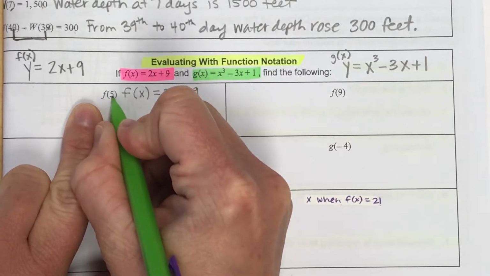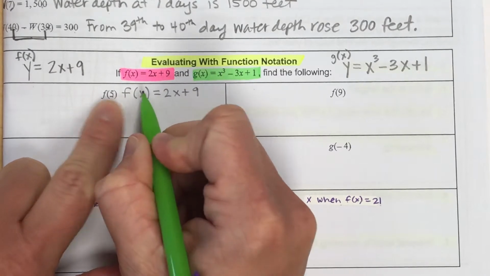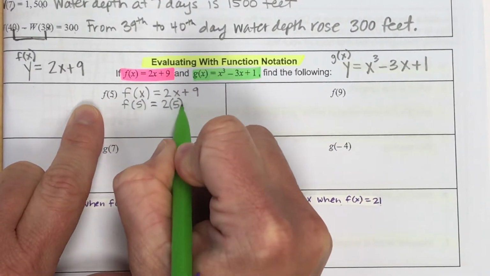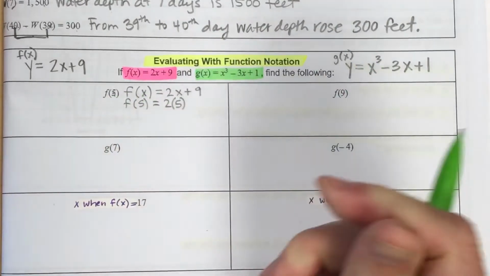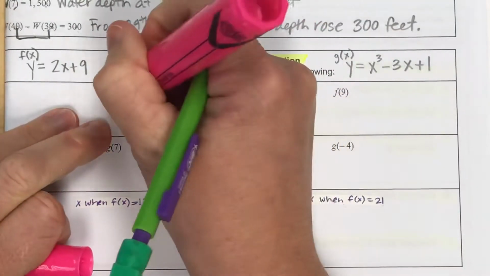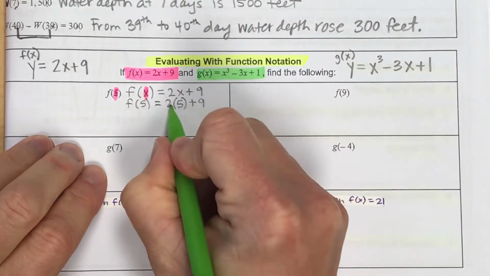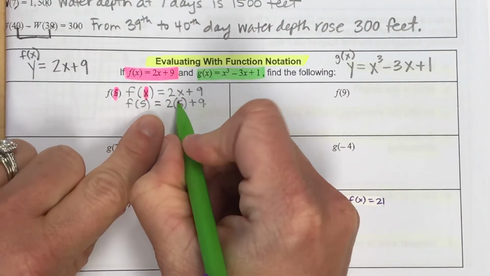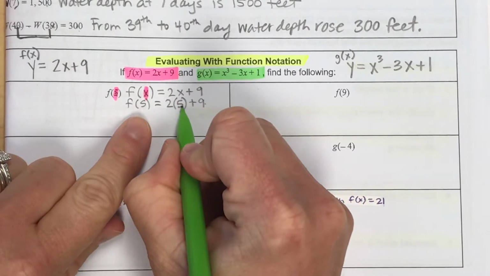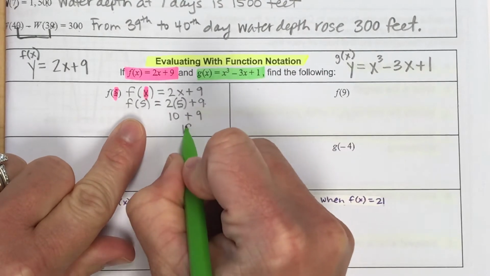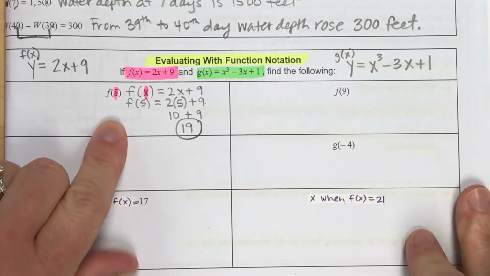And what f of 5 means is that in place of your x, you're going to plug in the number 5 for x. So notice how this x got replaced with the number 5. So that means substitute in for your x value of 5. So I'm going to take 2 times 5 and get the number 10. And if I add 9, my answer is 19.